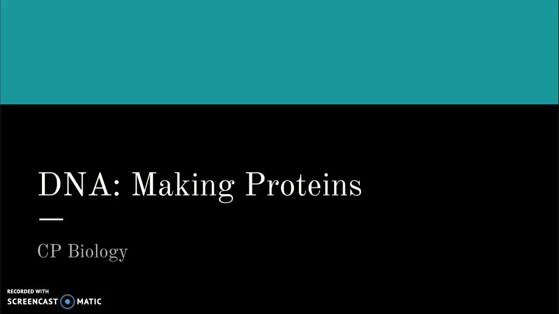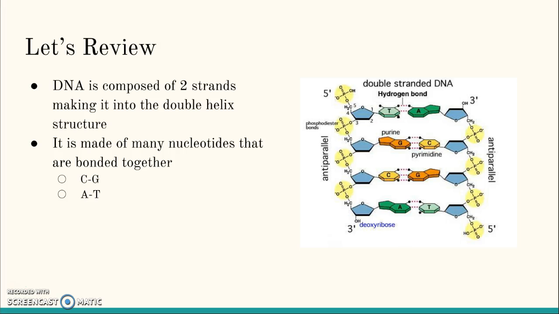So we've already talked about how DNA is a double helix and its specific structure and how it has nucleotides composed of a phosphate, a 5-carbon sugar, and a nitrogenous base. Now we're going to talk about what exactly the cell does with that DNA and what that DNA is specifically used for.